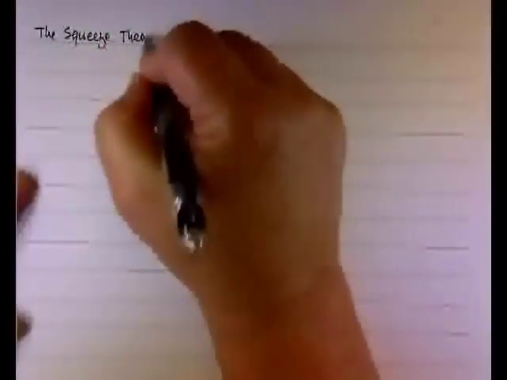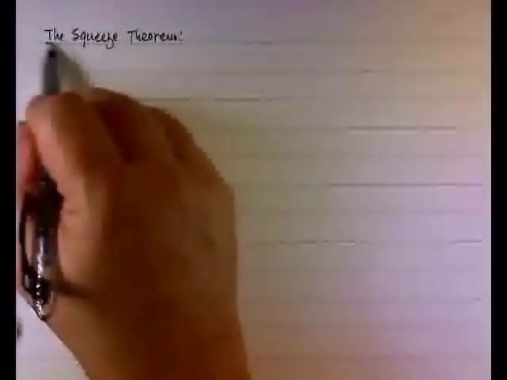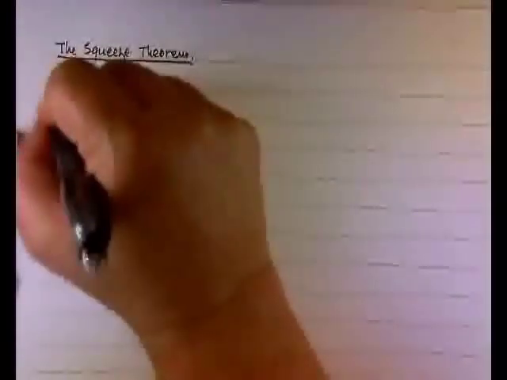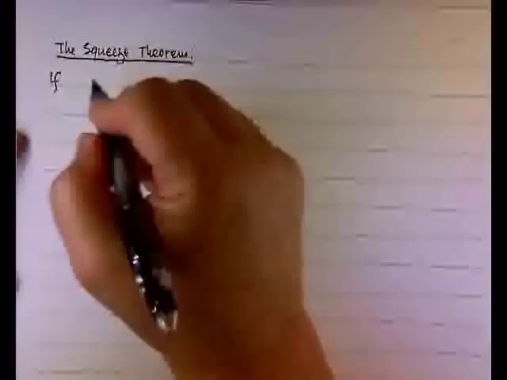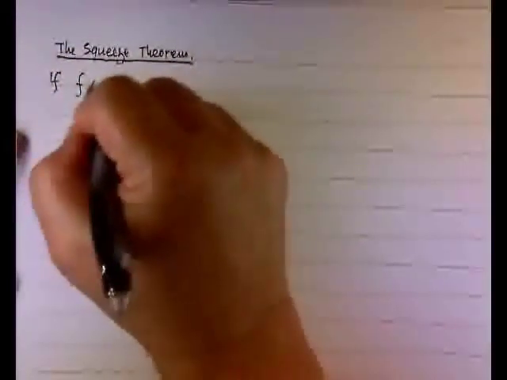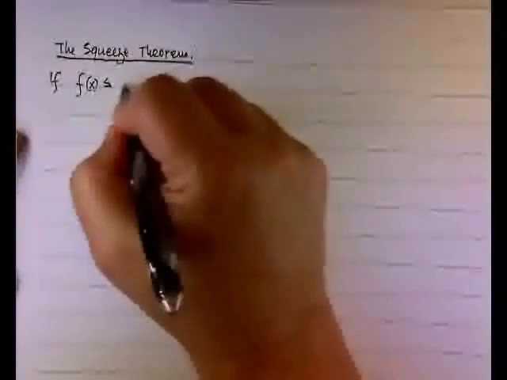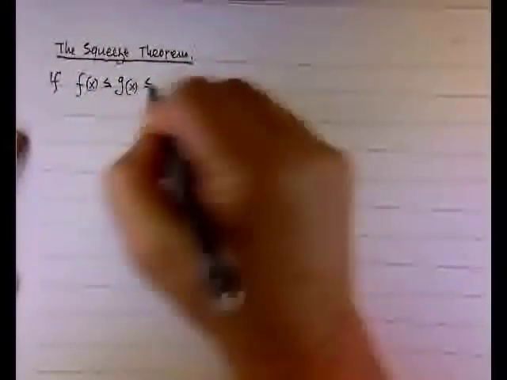So now comes the actual squeeze theorem. The squeeze theorem, we're dealing with three functions. It's also called the sandwich theorem because one function is sandwiched between two others. So it goes like this. Pretty much the same thing. If you have three functions here, f, g, and h, arranged such that f of x is less than or equal to g of x, and g of x is less than or equal to h of x.